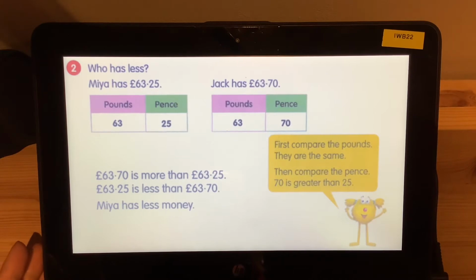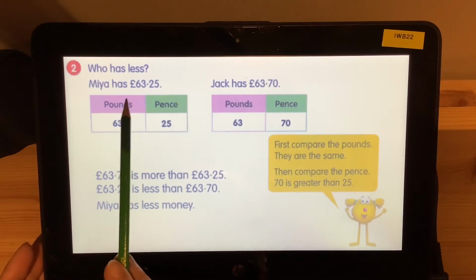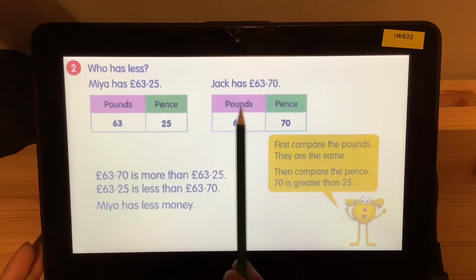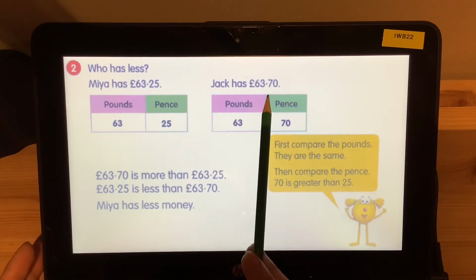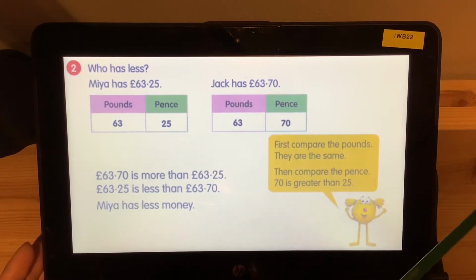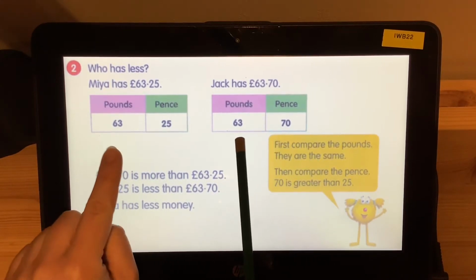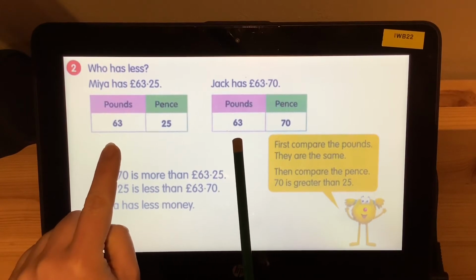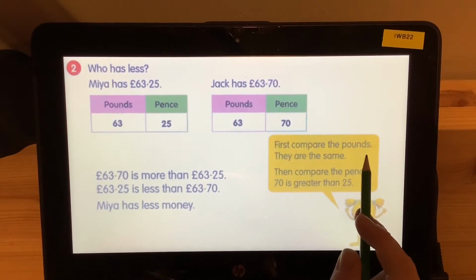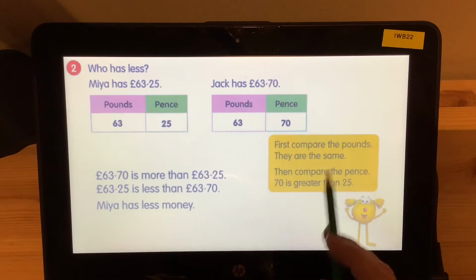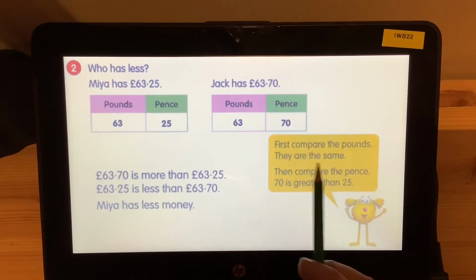So who has less? Maya has £63.25. Jack has £63.70. What do you notice is different about this one compared to the last one? If you look now, we would begin comparing by looking in our greatest column, the pounds, but they are equal. So first we compared the pounds. They are the same. So then we compare the pence.